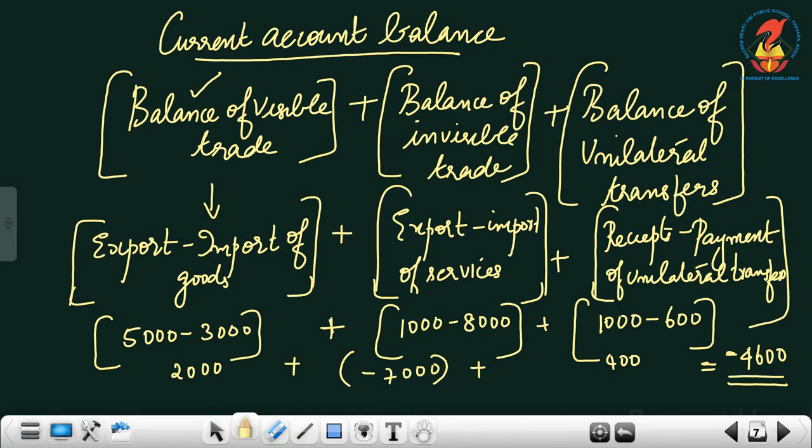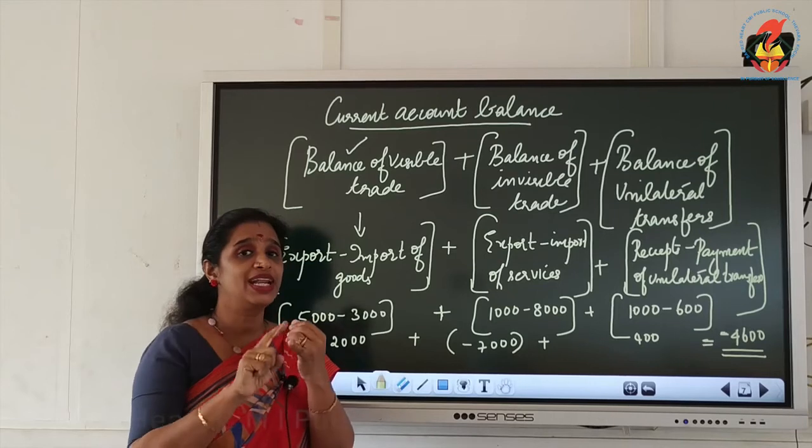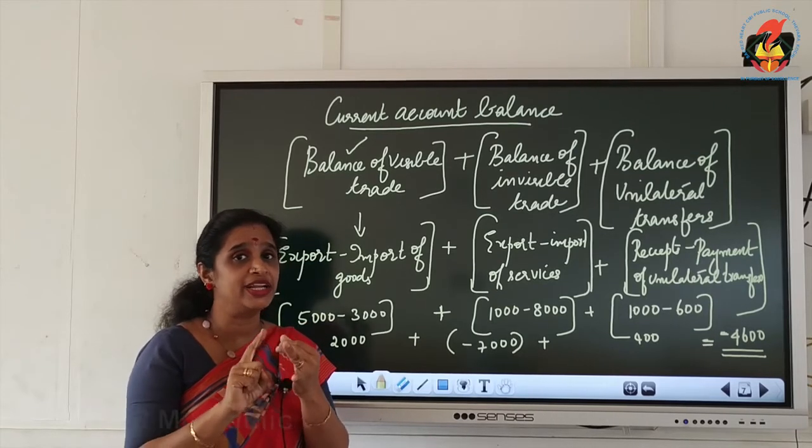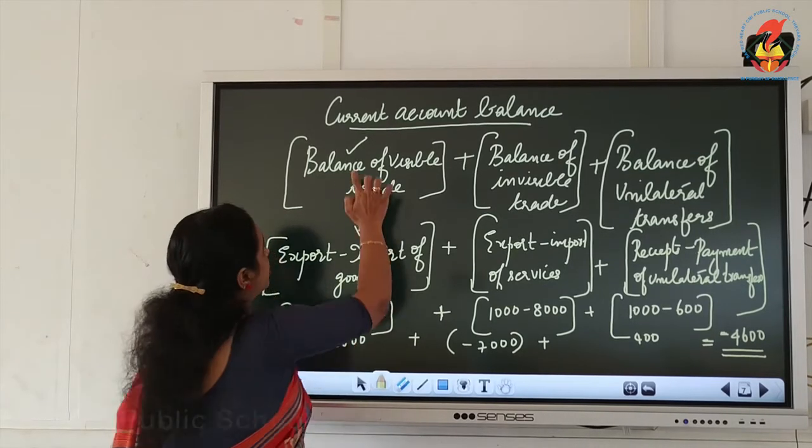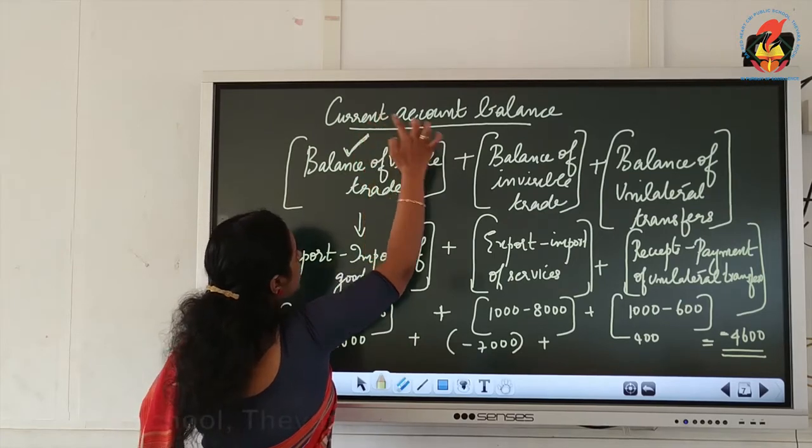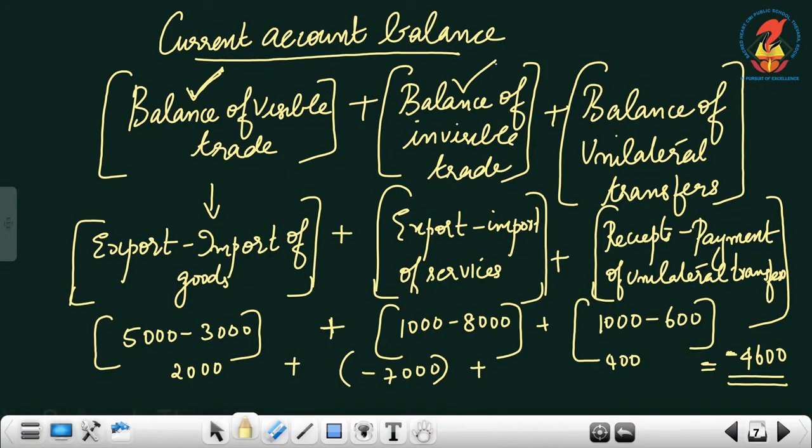How do we balance? Values will be different. But how do we find out this balance? We have to add all the components of current account. What are the components of current account? Unilateral transfers, visible trade and invisible trade. That is what I have written here: balance of visible trade, balance of invisible trade, balance of unilateral transfers.